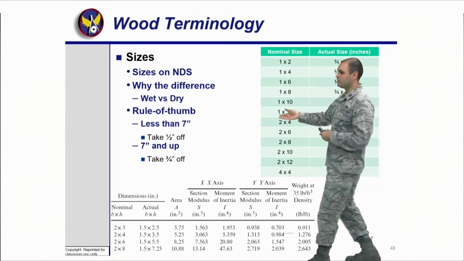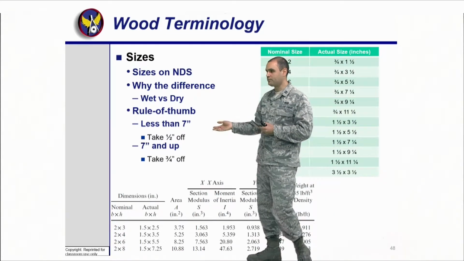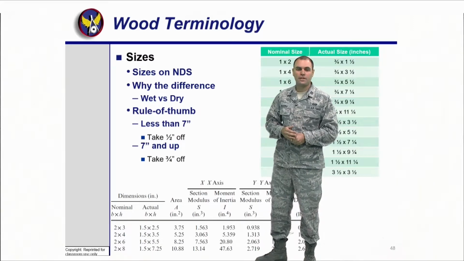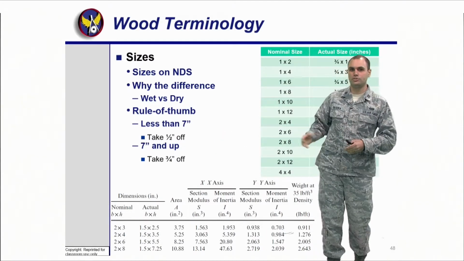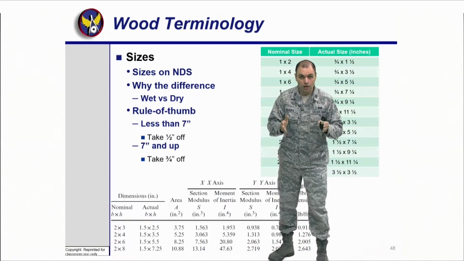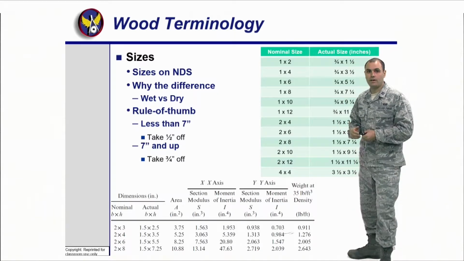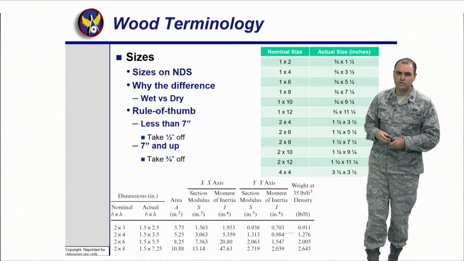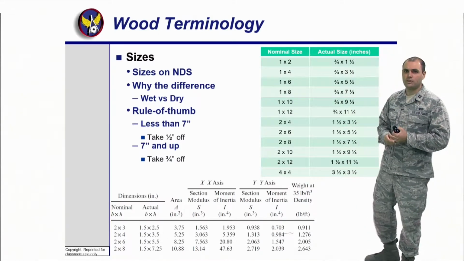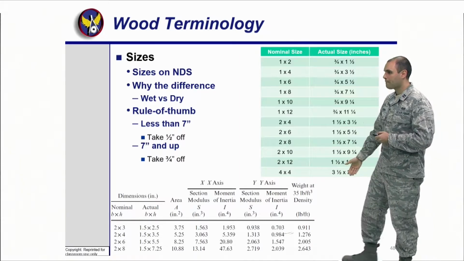Here's a rule of thumb, because sadly, you can't just say always take 1/2 inch. If it's less than 7 inches, take 1/2 inch off. If it's 7 inches or more, take 3/4 inch off. But don't use this rule of thumb as the law. Again, it's a rule of thumb. It's meant to help you out. If you have a question or a doubt about the sizing, just go to the NDS or the IBC or the manufacturer and get the actual size. Okay?